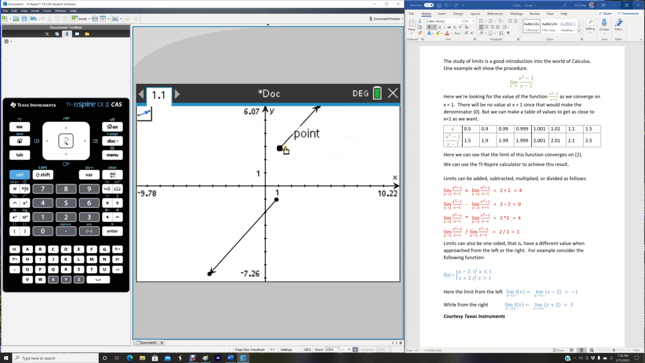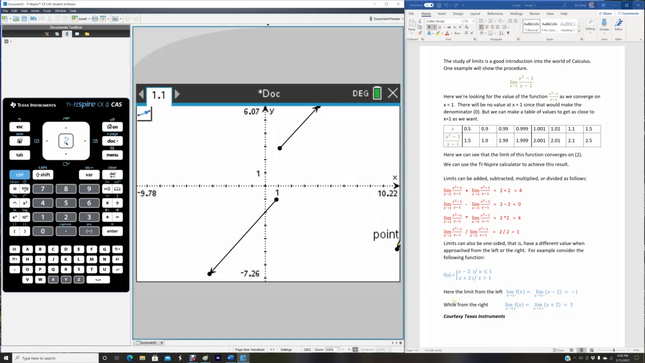Here's the x plus 2 for anything greater than 1, and x minus 2 for anything equal to or less than 1. Technically, this should be an open circle here because it's greater than 1, not greater than or equal to 1. I don't know how to make a blank circle there.